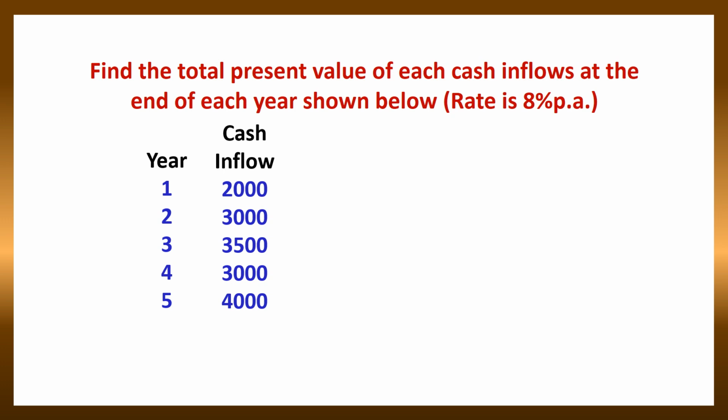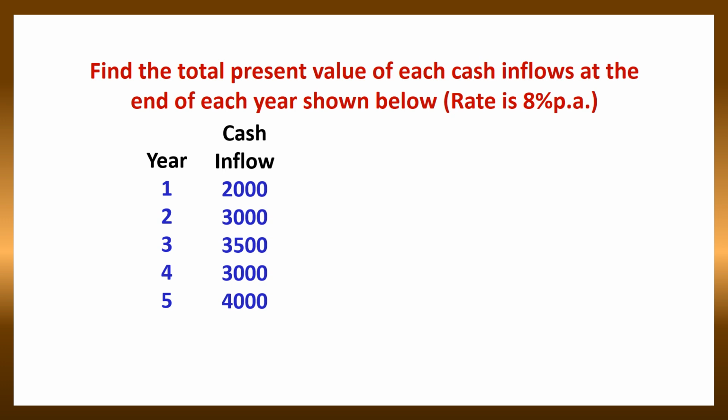Let us compare this question with the previous one. In the previous problem, it was the same amount 5,000 for the 4 years. But here, each year, the amount of cash inflow is different. So, it is difficult to apply the formula. But it is easy for us to solve using the present value factor table.